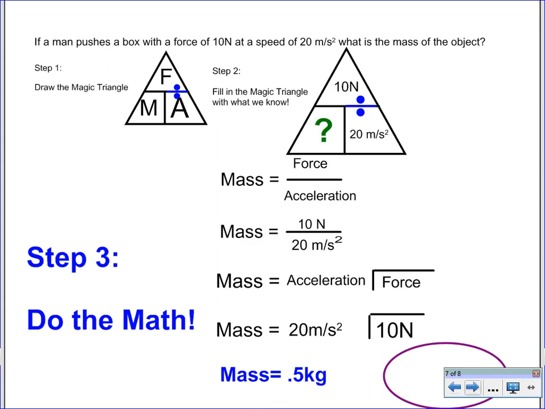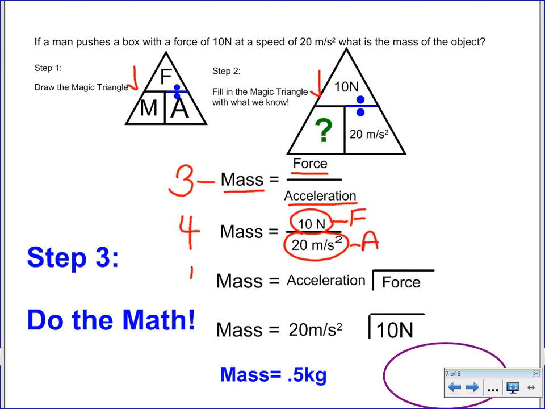Now we need to solve, okay? So first, we drew the magic triangle. Then we filled in our magic triangle with what we know. Now we need to write our problem out. Mass equals force divided by acceleration. How does that look? It looks like this. The 10 on top, the 20 on bottom. This is our force. This is our acceleration. Step 5. Let's make sure we rewrite how to divide so we put our numbers in the right place. When we divide, the number on top always goes inside the box.